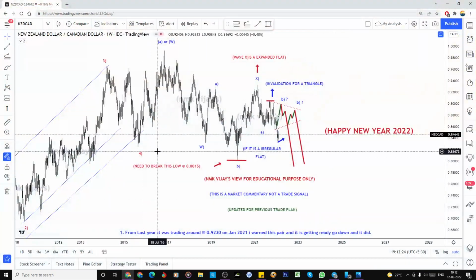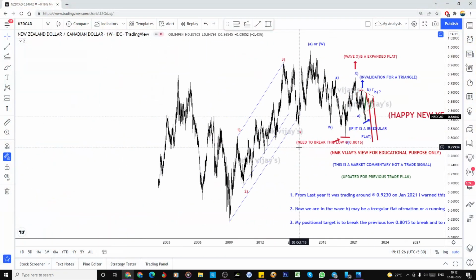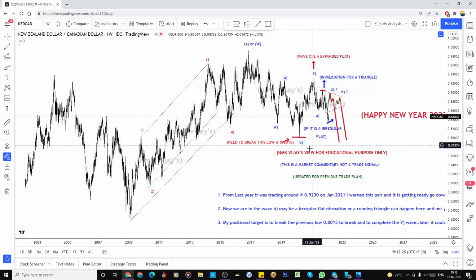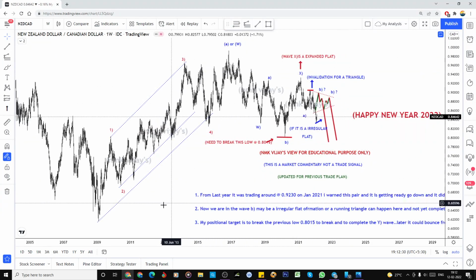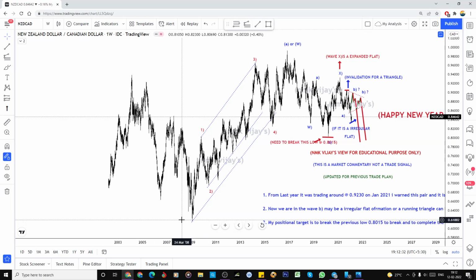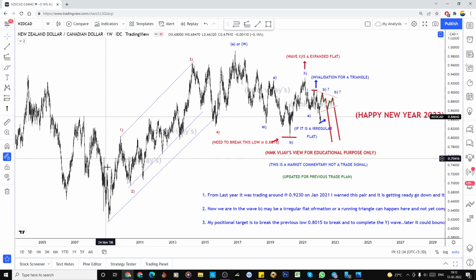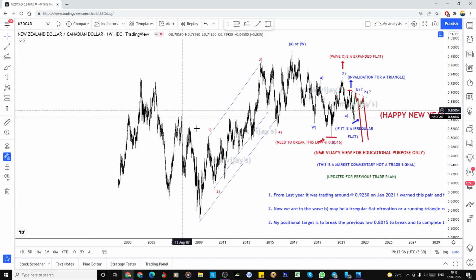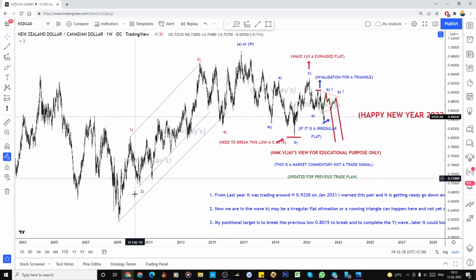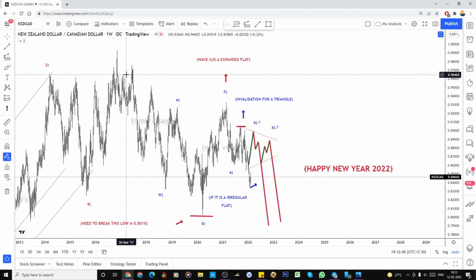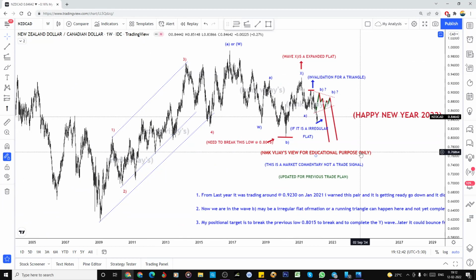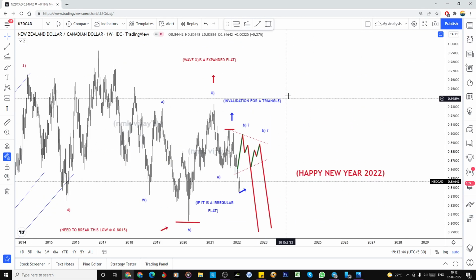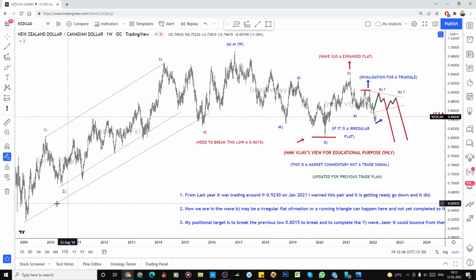So let's move on first to New Zealand CAD, and this is the positional view, the positional wave count 2. From this bottom, the 1, 2, 3, 4, 5 is dead, so you forget about the previous past here. The 5-wave structure is done, and then we are getting into the 3-wave structure, the correction. So approximately here 1, 2, 3, 4 and 5.